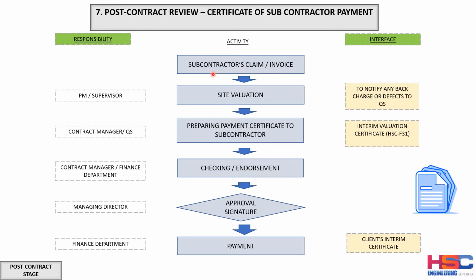So first, the subcontractor will submit their claim, and the PM and the supervisor will do the site evaluation with the subcontractor. And then once the site evaluation is done, it will pass to the contract manager, and the contract manager and the QS will prepare the payment certificate to the subcontractor. And then once the payment certificate has been prepared, the contract manager or the finance department will do the checking and the endorsement, before the managing director's approval signature.